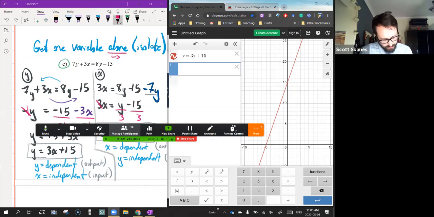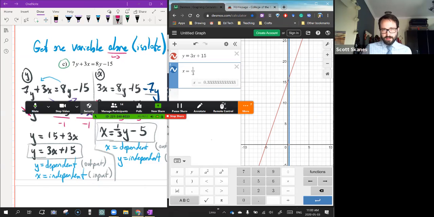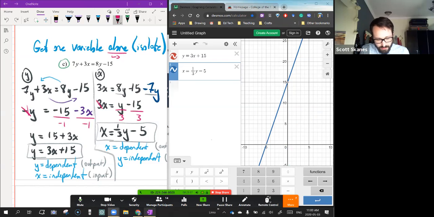So I'm going to graph y = 1/3 x minus 5. I recommend you get this on your phone, by the way. It'll help you a lot later. Look at the graph on the side here.